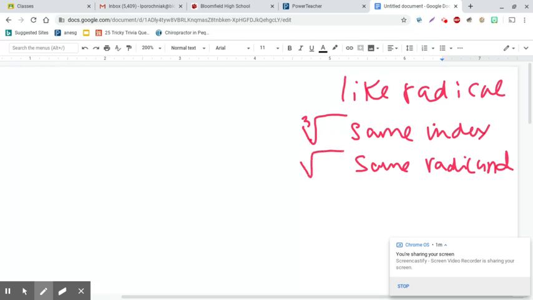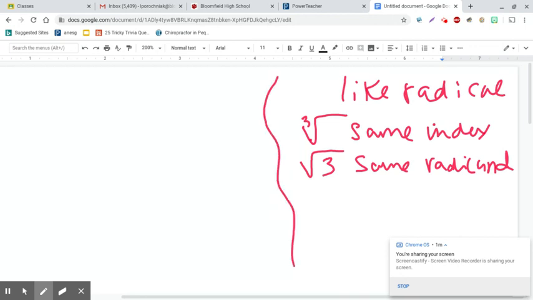Now, same radicand. Radicand is what is underneath. So let's say radical 3. You cannot add a radical 3 plus a radical 5. You can't. It has to be a radical 3. So those are our kind of rules.